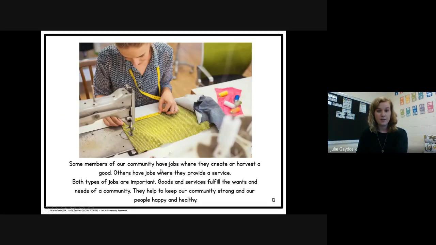Some members of our community have jobs where they create or harvest a good. Others have jobs where they provide a service. Both types of jobs are important. Goods and services fulfill the wants and the needs of a community. They help to keep our community strong and our people happy and healthy.